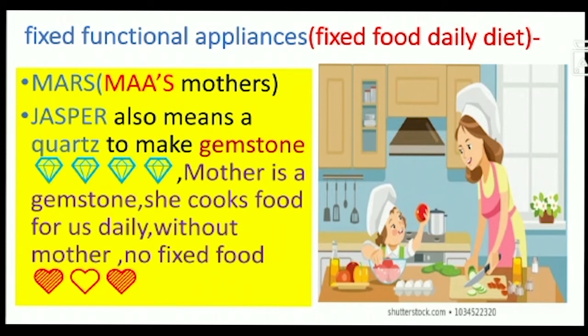Everybody loves your mother a lot, no matter what. You love your mother the most in the family, mostly. So mother is a gemstone. So we need Jasper in order to remind us that our mother is a gemstone. So Jasper, Mars, and Herbst appliances come under fixed functional appliances. In this way, you can remember the fixed functional appliance.